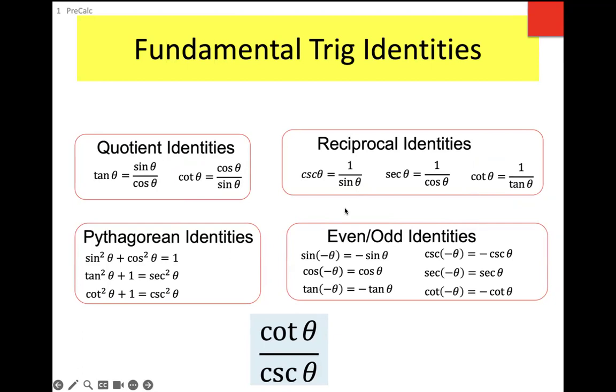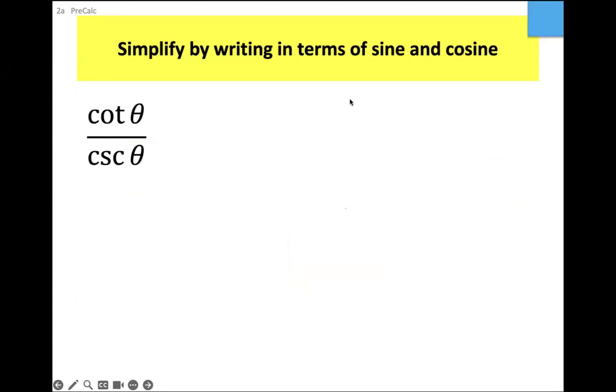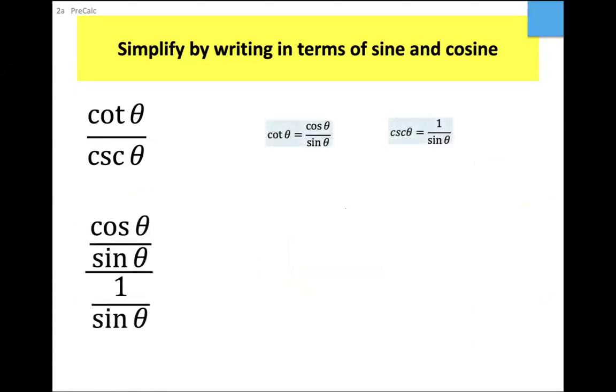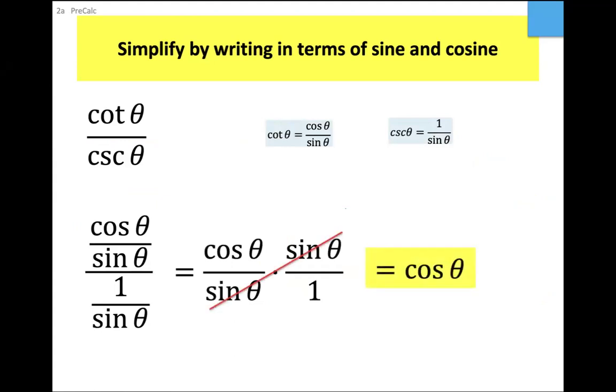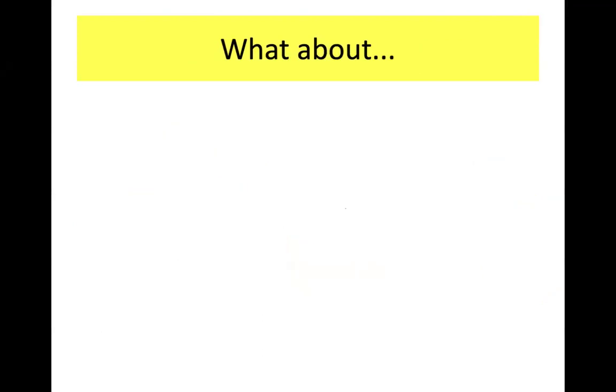Well, because I knew if I wrote it as cosine theta over sine theta and the other one is 1 over sine theta, that eventually I would get to where things cancel. All right, so once again, I'm going to rewrite them with the hopes that something cancels. Hey, something canceled, and I'm left with something simpler, and that's how I know I'm done.